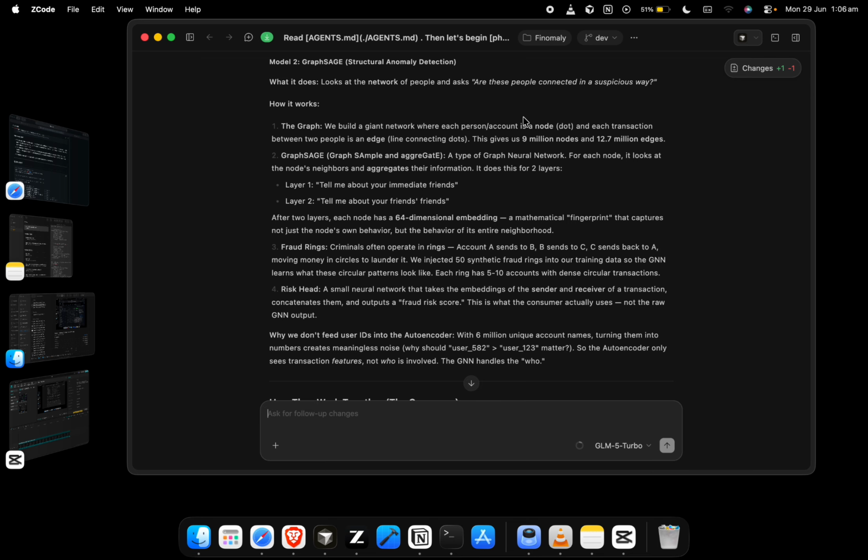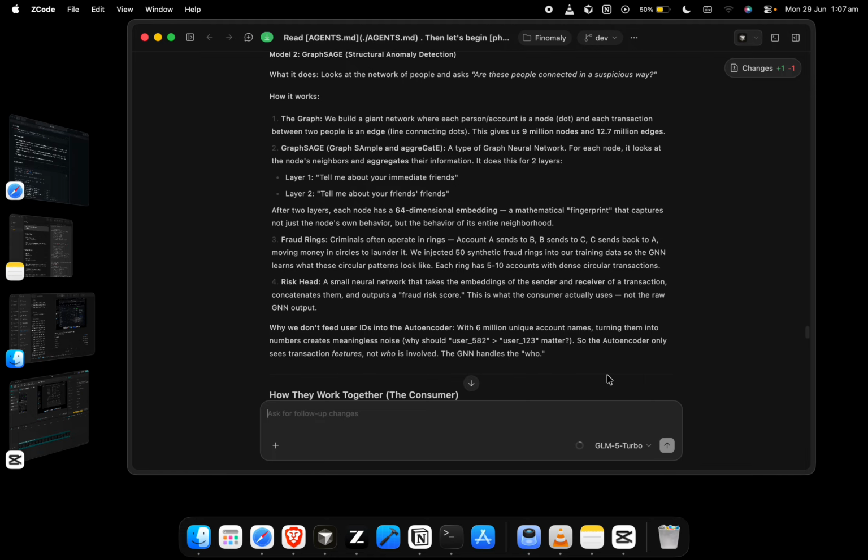So the risk head, there's a small neural network that takes the embeddings of the sender and the receiver of a transaction, concatenates them, and outputs a fraud risk score. This is what the consumer actually uses, not the raw GNN output. So why we don't feed user IDs into the autoencoder: with 6 million unique account names, turning them into numbers creates meaningless noise. So why should user 582 being greater than user 123 matter? The autoencoder only sees transaction features, not who is involved. The GNN handles the who.